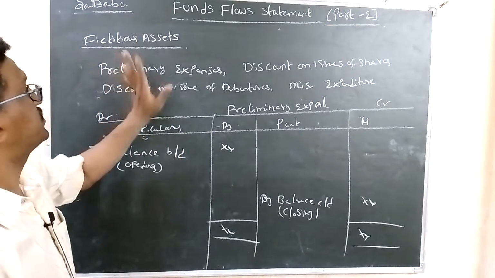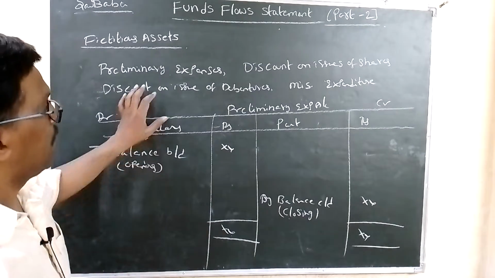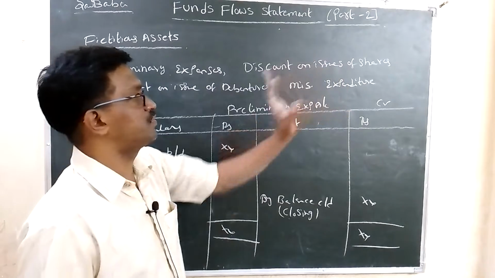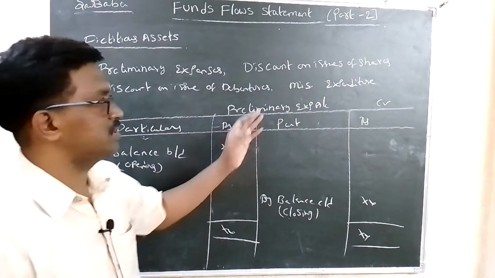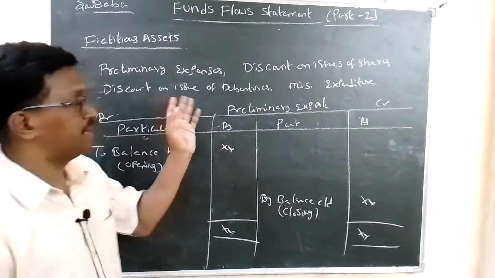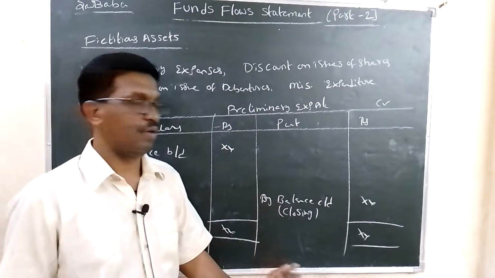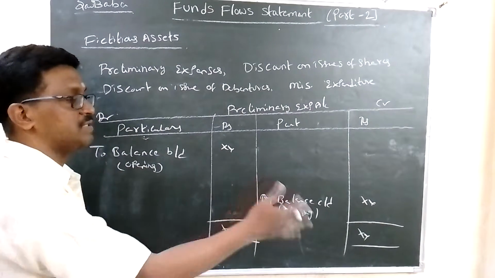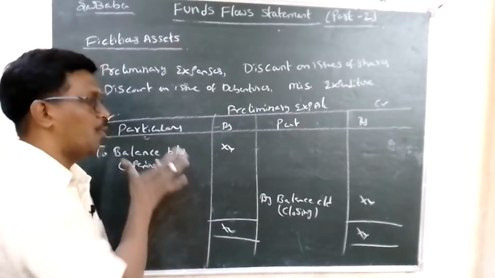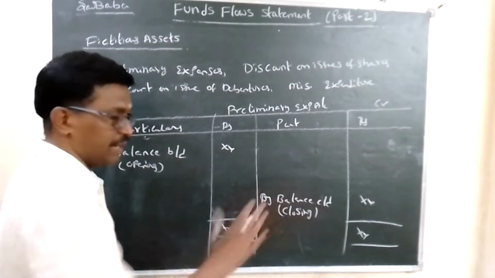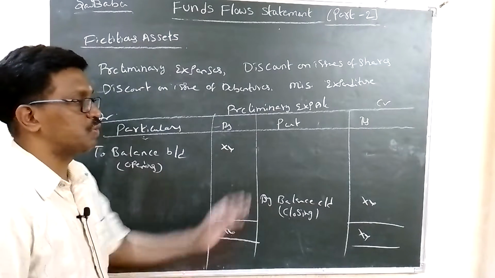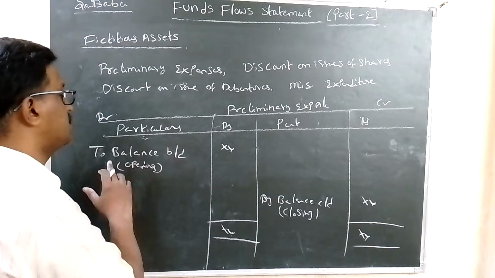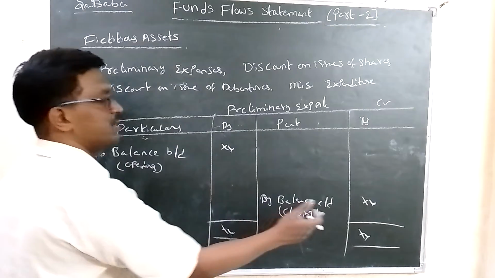Fictitious assets are preliminary expenses, discount on issue of shares, discount on issue of debentures, and miscellaneous expenditure. These are given on the asset side. Assets always show opening balance debit and closing balance credit, while liabilities show opening credit and closing debit.